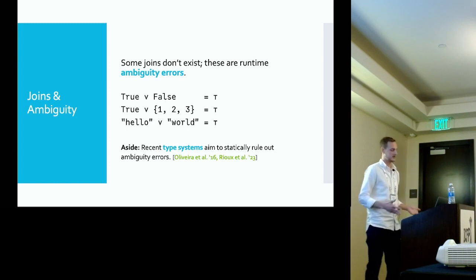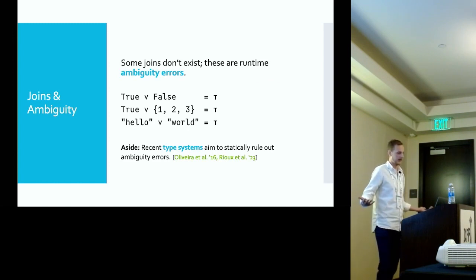Join doesn't always make sense. There are some things that you just don't want to join together. So joining true with false is one such case. And we raise runtime errors in these situations. We call them ambiguity errors, and we write ambiguity errors as top.